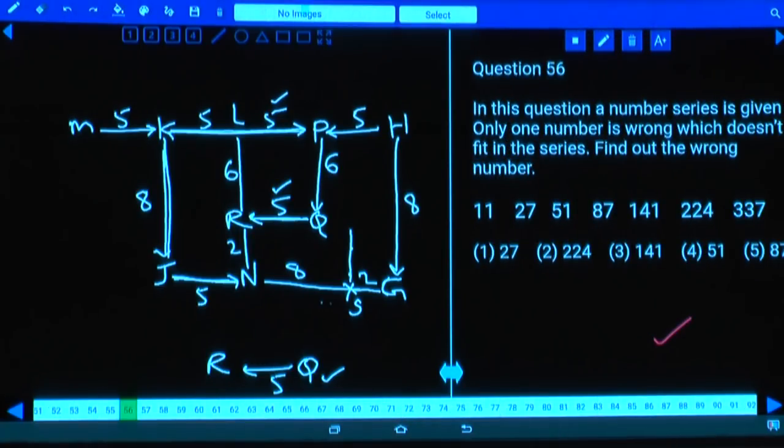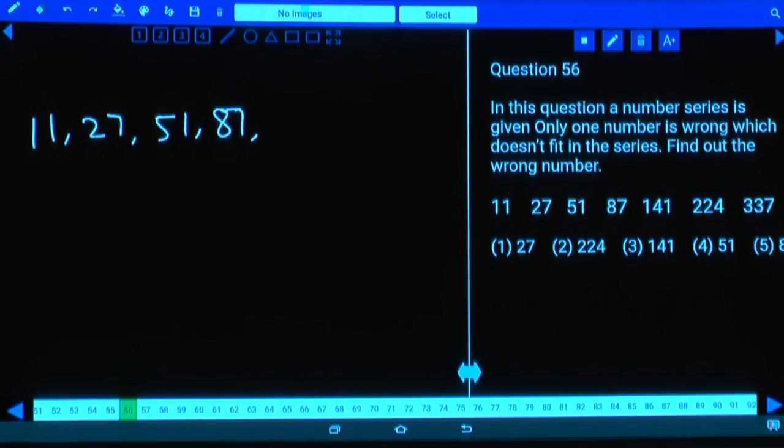And it must be under which category? It must be under difference. As the numbers are increasing at a smaller rate, it must be under difference. Tell me what are the differences here. The numbers are 11, 27, 51, 87, 141, 224 and 337. Then what is the difference between these two?